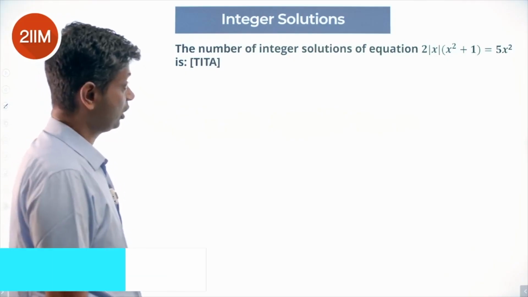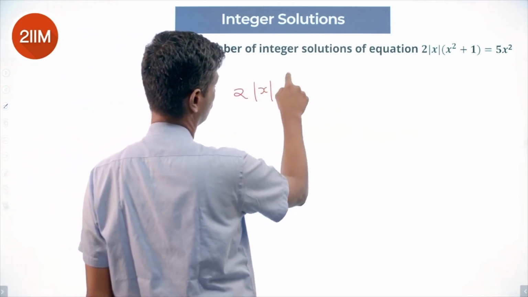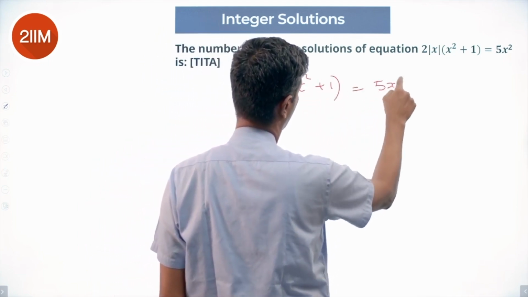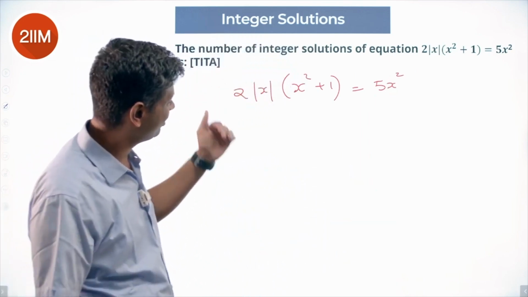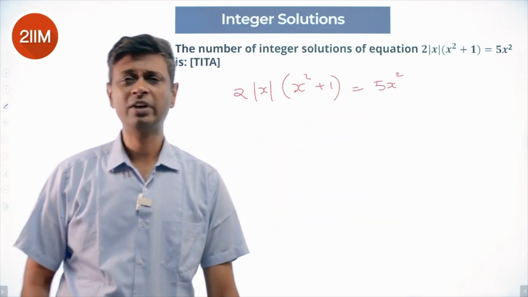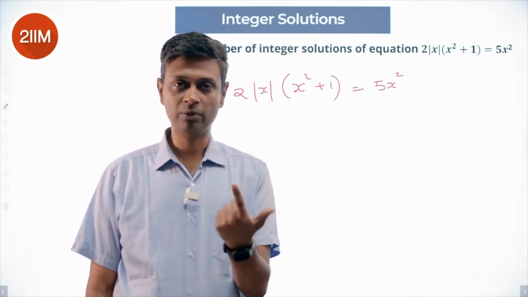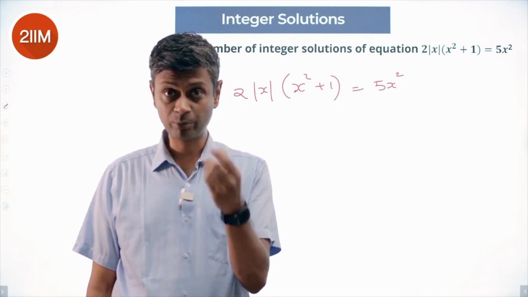Number of integer solutions to the equation 2 power mod x into x square plus 1 equals 5x square. Nice question. First of all, we realize there is mod x here, there is x square here, there is x square here. If x equal to k works, x equal to minus k will work. If positive works, negative will work. If plus 2 works, minus 2 will work. If plus 11.3 works, minus 11.3 will work.